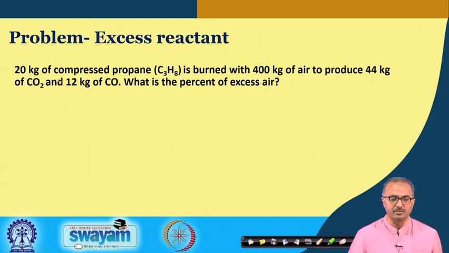Here we have a problem in which 20 kg of compressed propane is burned with 400 kg of air to produce 44 kg of CO2 and 12 kg of CO. What is the percent of excess air? Now, what is air doing here? Air is basically a source of oxygen. Okay?